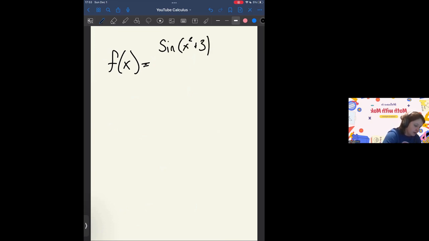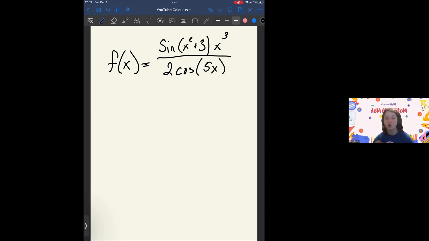So let's start, and don't let me scare you. Let's start by looking at something that looks super, super complicated. Let's look at f of x equals sine of x squared plus 3 times x cubed, all over 2 cosine of 5x. We have no idea what we're working with here. You can't just take this derivative in your head. But we can use tools that we have to be able to do this.